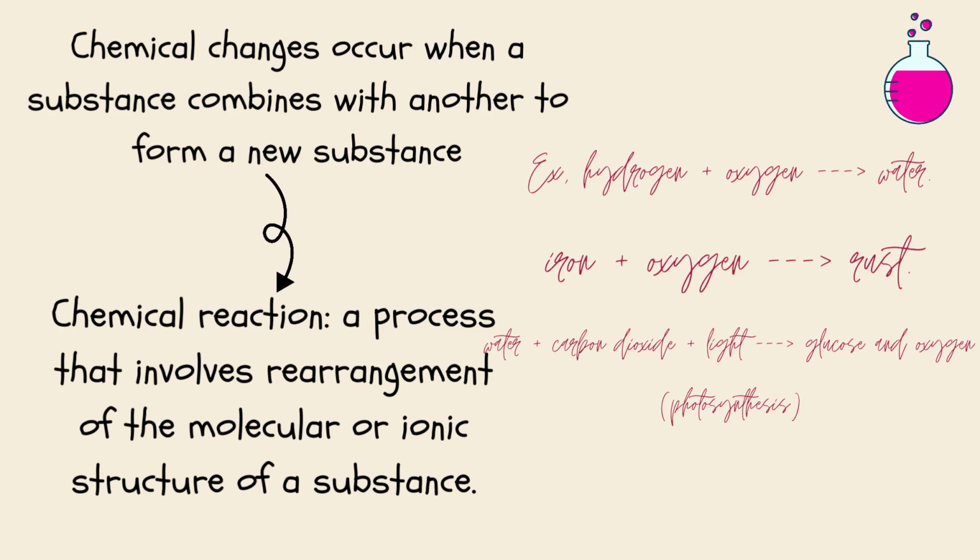So, let's define chemical reaction. A chemical reaction is a process that involves rearrangement of the molecular or ionic structure of a substance. As we can see here in the examples, hydrogen plus oxygen yields water. Two different substances combine together to form a compound, which yields a whole new substance. Iron plus oxygen yields rust. Water plus carbon dioxide plus light yields glucose and oxygen, which is photosynthesis.